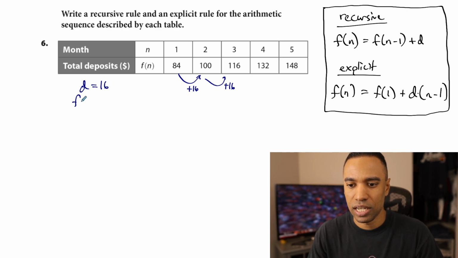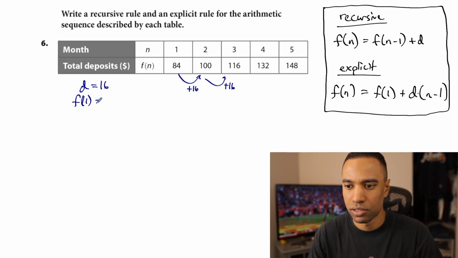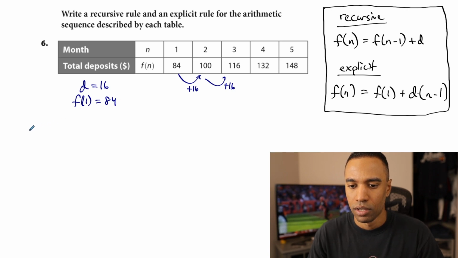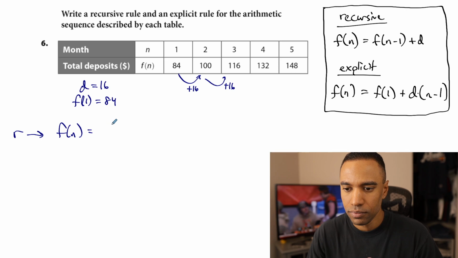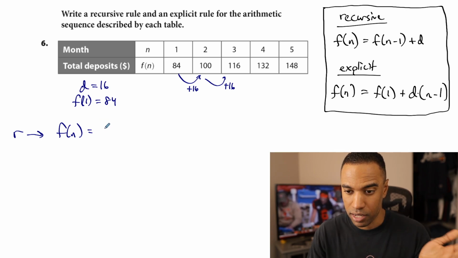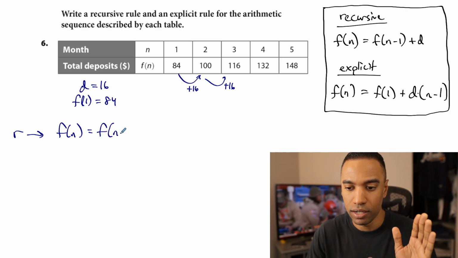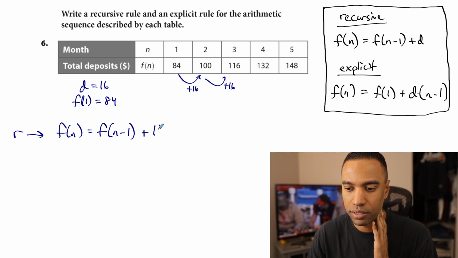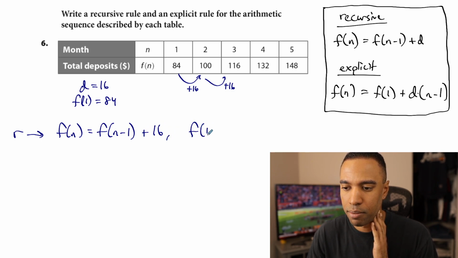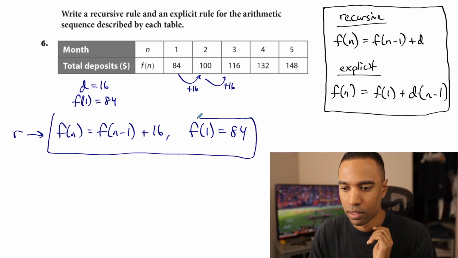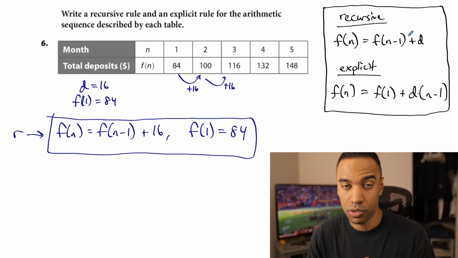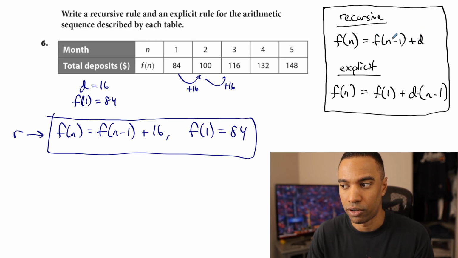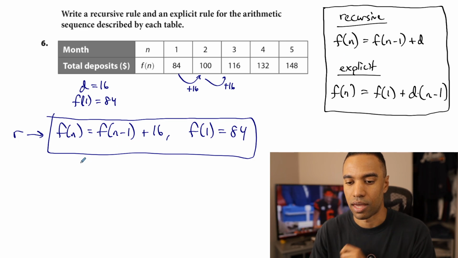Common difference is 16. First term is 84. So recursive rule is going to look like f of n equals, you take the value before it and you add 16 to it. And this is starting from 84. Okay, so it's going to look like that. Again, this always looks the same when it comes to arithmetic sequences. You're always adding the same number over and over, the common difference. Right? That's how that would occur.